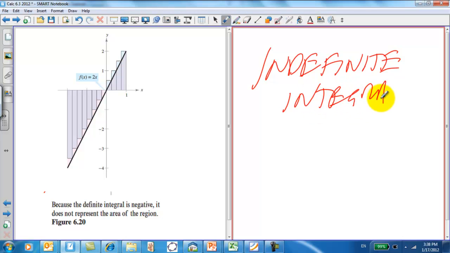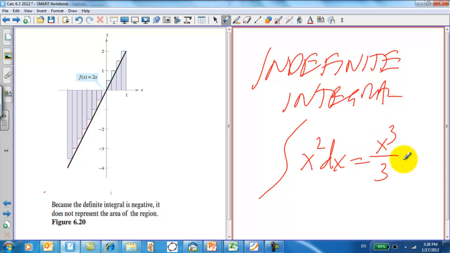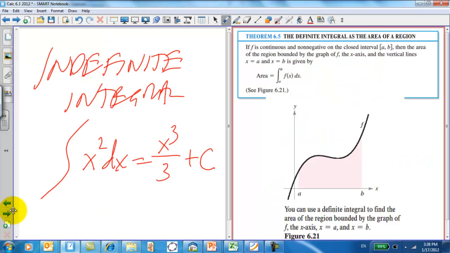An indefinite integral was something like this symbol of x squared dx. And we came up with x cubed over 3 plus that constant of integration. There's that indefiniteness of it. It's a whole family of functions. Now we're going to see that when we do this integral from a to b of f of x dx, this is the definite integral, and it gives the area of a region.